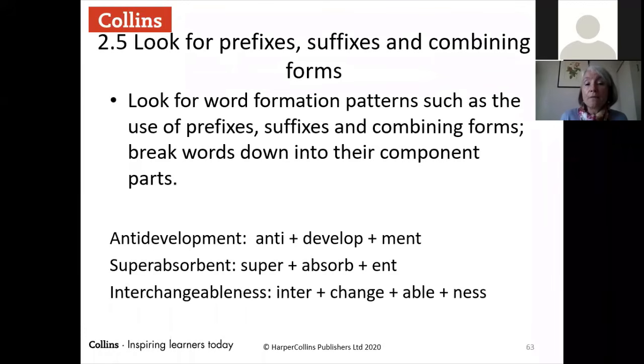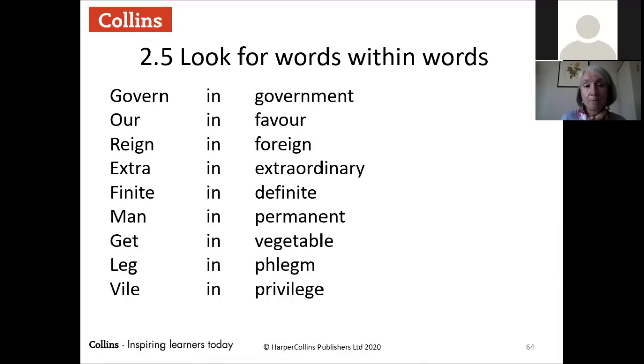Look for prefixes, suffixes, and combining forms. Anti-development is anti plus develop plus ment. So we've got a combining form, and we've got a word we're familiar with, and we've got a suffix at the end. And the same with super, absorbent, and interchangeableness. Inter, combining form. Change is our core word. Able, suffix, ness, suffix. So think about how words are made up from their component parts.